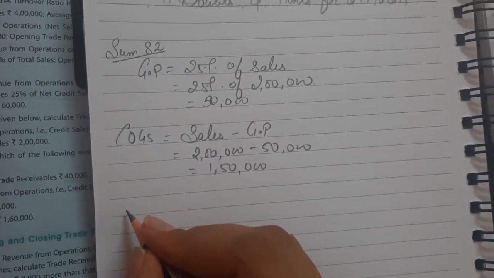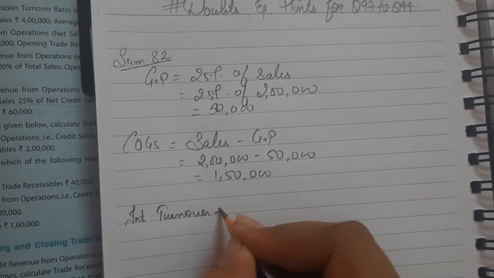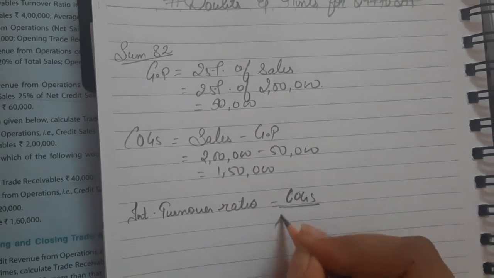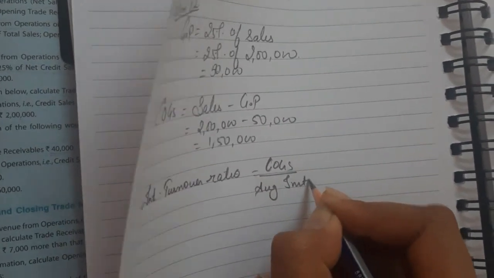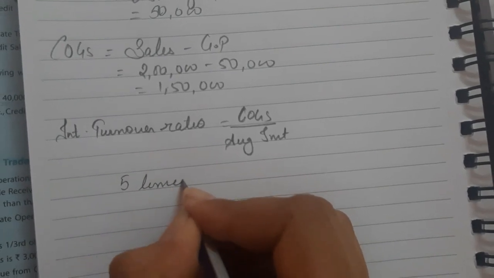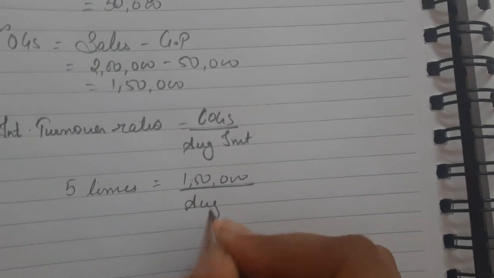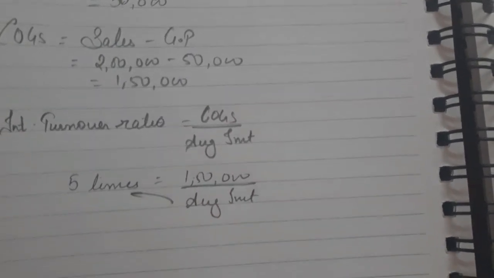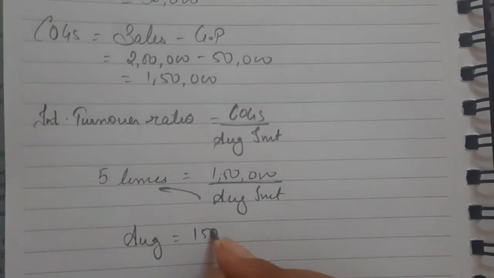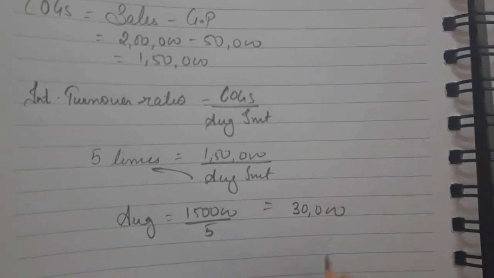Now applying the formula of inventory turnover ratio, that is COGS divided by average inventory, right? Now we are having this ratio as 5 times, so we'll write 5 times is equal to COGS 1,50,000 divided by average inventory, which we are not having. So from this you can get your average inventory. Average inventory will be 1,50,000 divided by 5, that will give you 30,000, right?